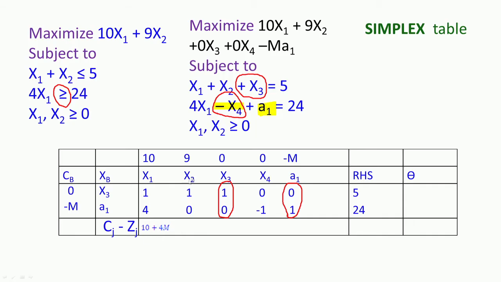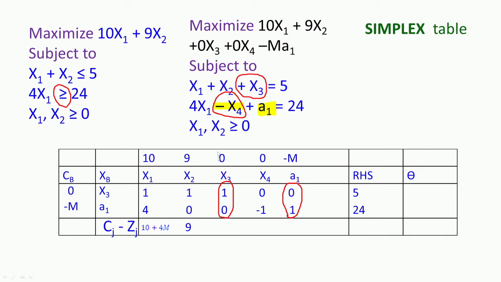For the variable x2 it is 0 into 1 minus m into 0, which is 0. So, 9 minus 0 is 9.